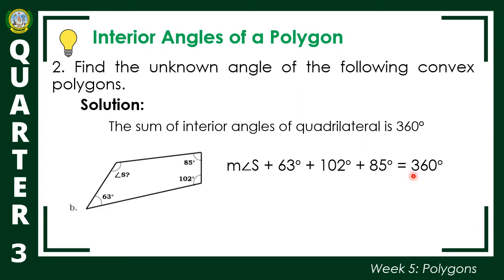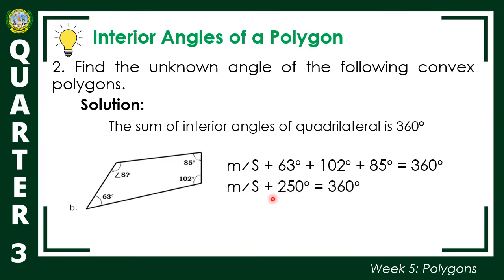Okay? Nakadepende po yung ating value ng right side ng equation dun sa sum ng interior angles ng given na polygon. So, tulad nung kanina, isi-simplify muna natin to by combining the like terms. Ang like terms po natin ay 63 degrees, 102 degrees, and 85 degrees. Combining them, we will get 250 degrees.